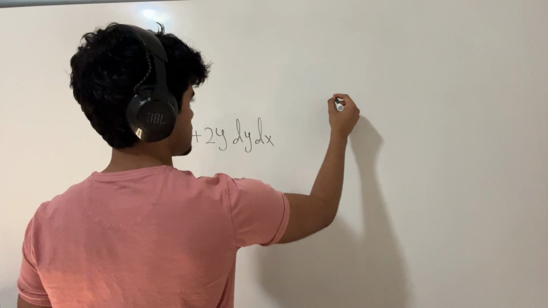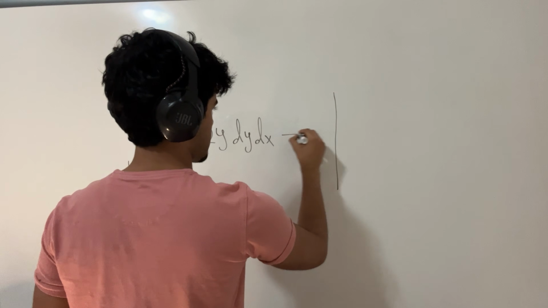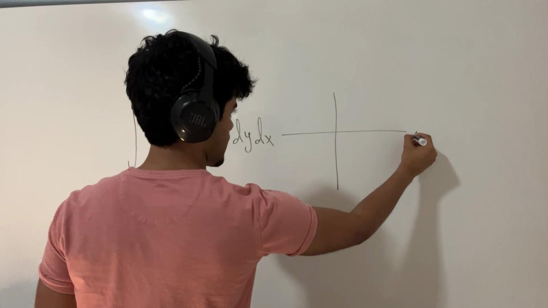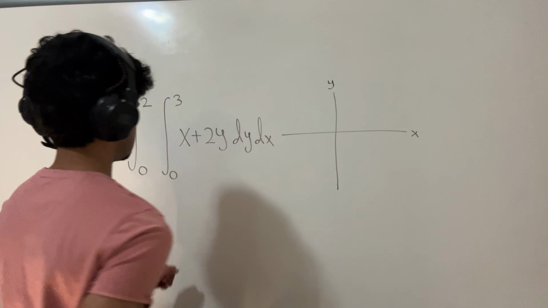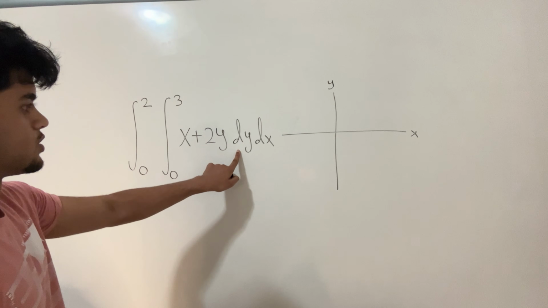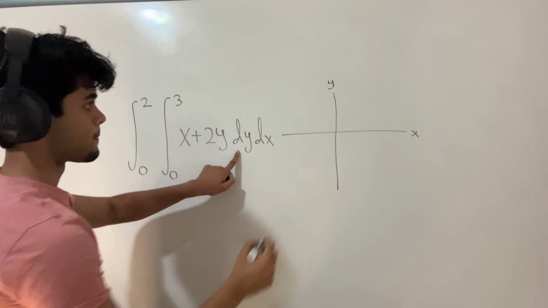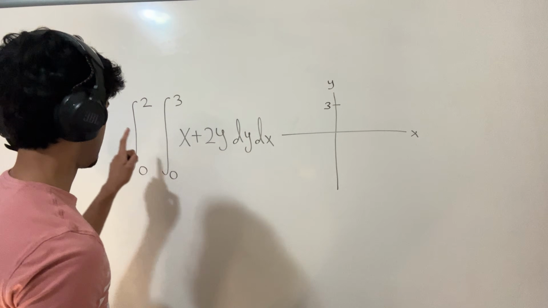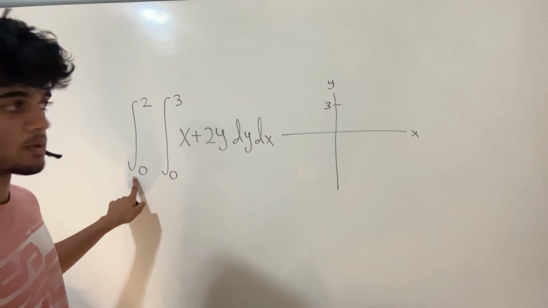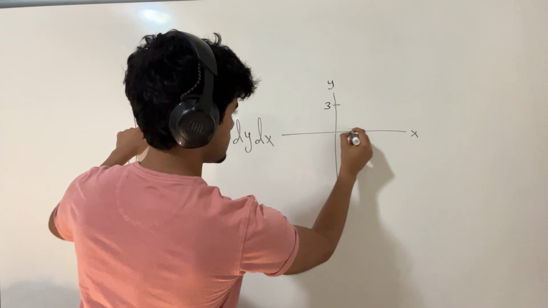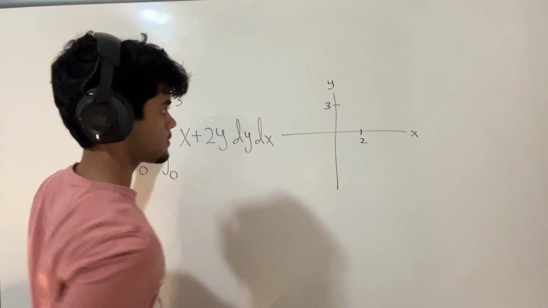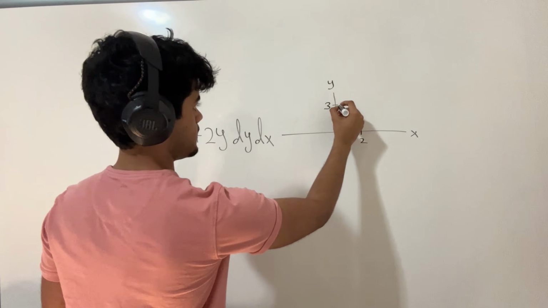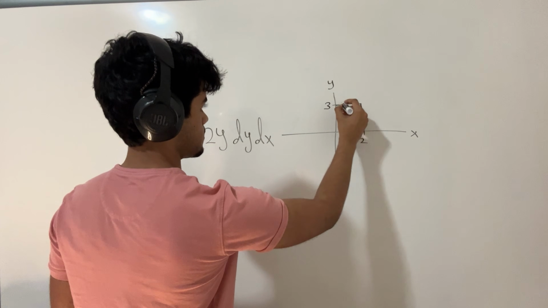So stepping aside our xy plane, we have that y ranges from 0 to 3. So 0, let's say this is 3. And then x ranges from 0 to 2. So that's 2, which makes our region of integration this little rectangle.